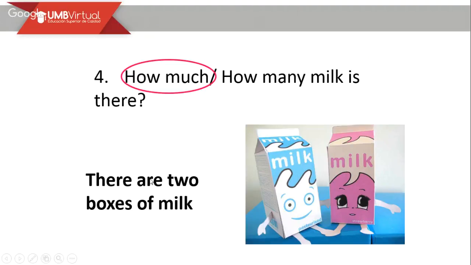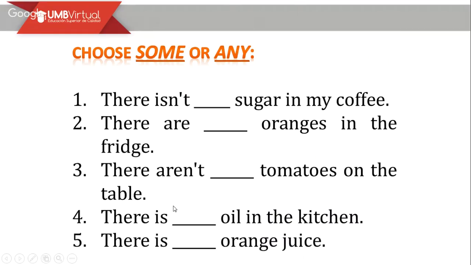Si decimos que hay leche, diríamos there is milk or there is some milk. Pero como nos estamos refiriendo a los cuantificadores, a los recipientes como tal, por eso decimos there are 2 boxes of milk. Choose some or any.